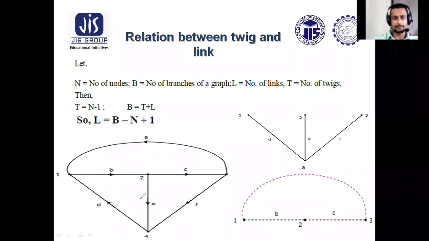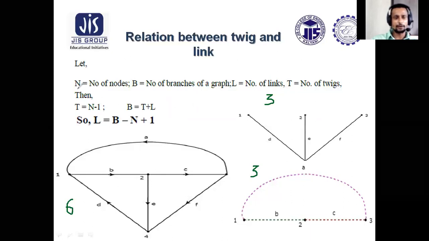For this graph, how many branches are there? A, B, C, D, E, F. So there are 6 branches. How many twigs are there? 3: D, E, F. So from 6 branches, we have considered only 3 branches to form a tree. So the remaining 3 should be links. So twig plus link should be equal to the number of branches of the graph.